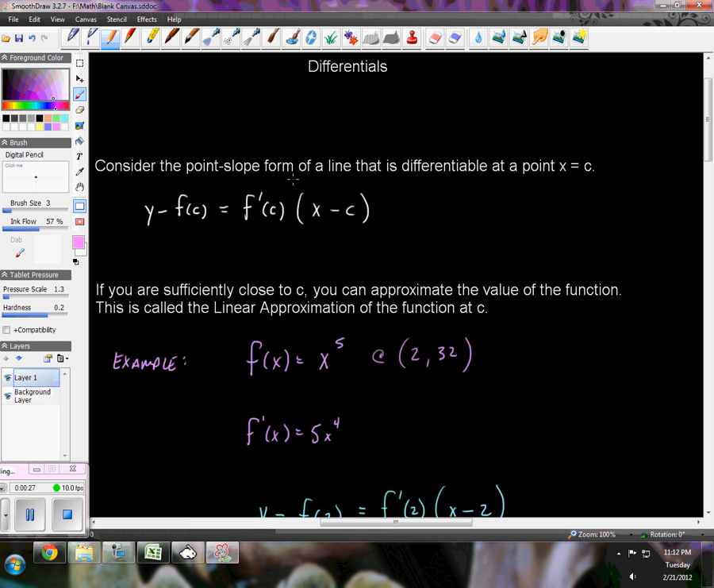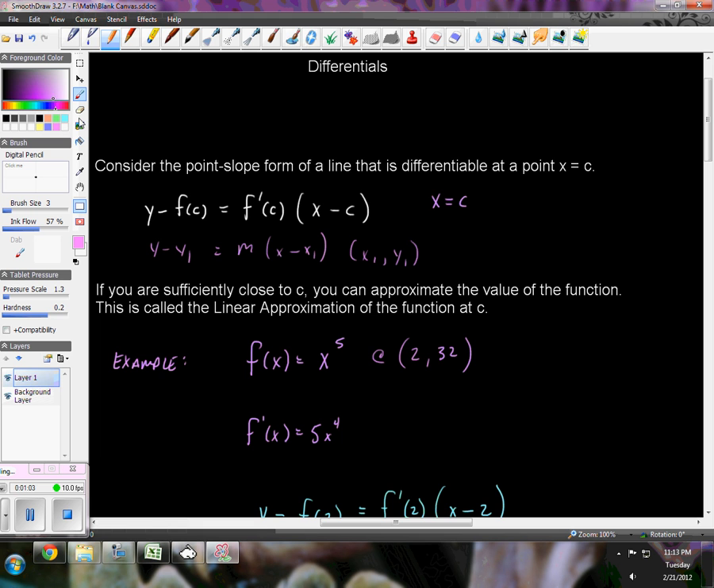We are saying consider the point-slope form of a line. It is differentiable at some point. And so we have that the difference in the y's, so y minus y1, is equal to m, the slope, times x minus x1, where you have the point x1 comma y1. Same thing here, except you're taking a look at the value of x equals c. That's the only difference. So this y1 is just a function value at c. The slope, however, is now the differential.